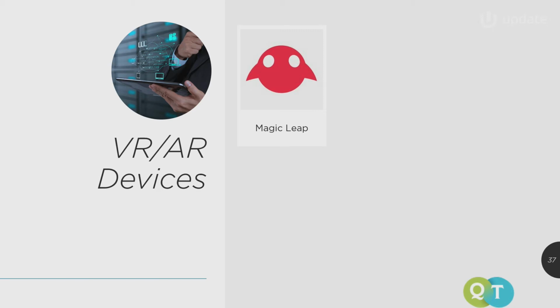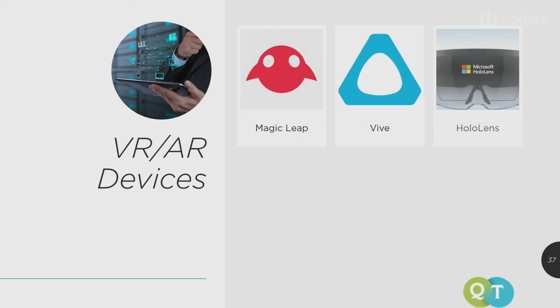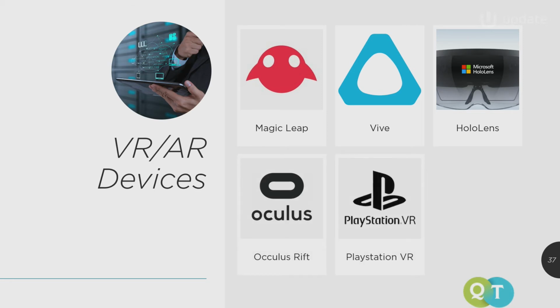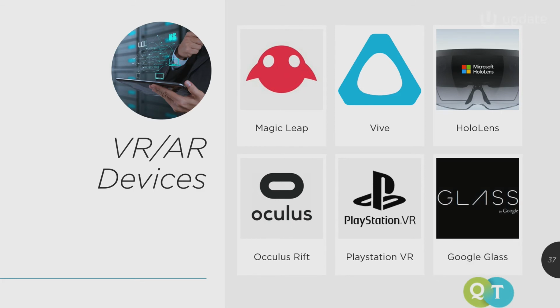Magic Leap just came out within the past couple of months. It's the one I'm hearing the most about from the people who actually develop VR and AR. I haven't had a chance to play with it because the development kit is around $3,000. You've got the Vive, which I'm sure everyone's seen out in different stores. You've got the HoloLens, the Oculus Rift, PlayStation VR, Google Glass.